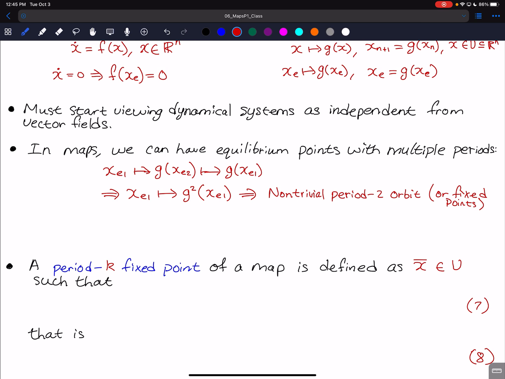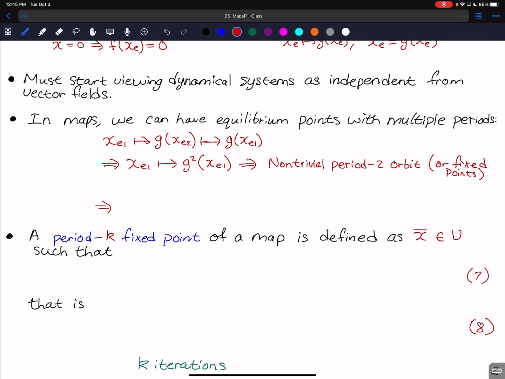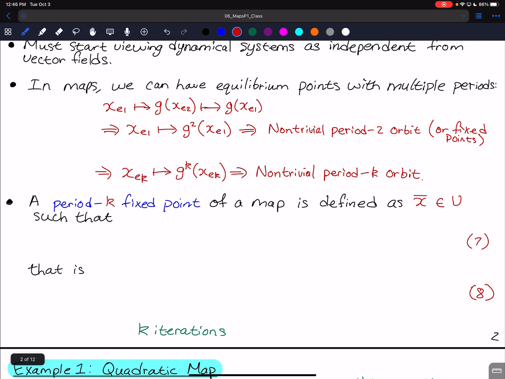And we're going to see in a couple pages where this pops up and how you actually do get a period 2 point. Likewise, if you have an equilibrium point xek, and this is mapped from g^k of xek, then this becomes a non-trivial period k orbit. All right, so on the next page we're going to do an example, and we'll start to study these things in more detail, or with an example at least.